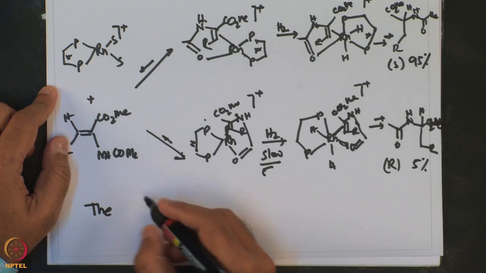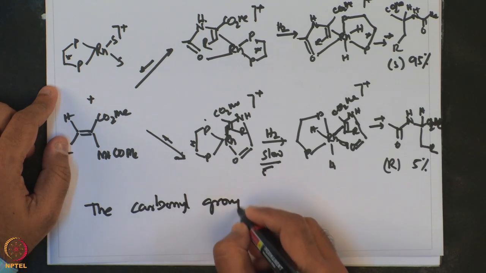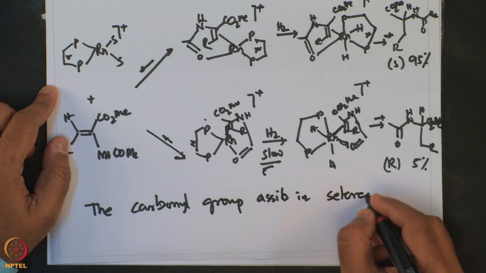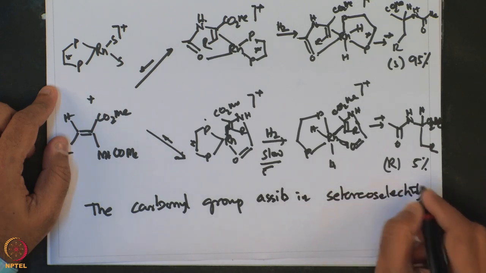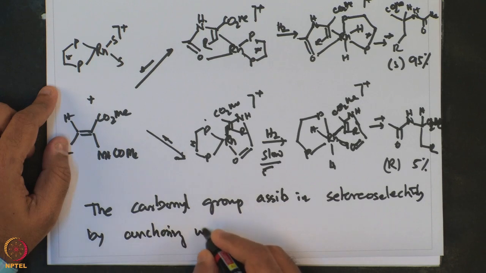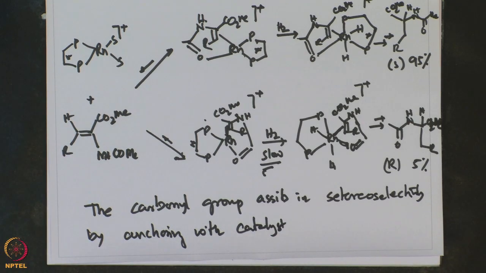The carbonyl group assists in stereoselectivity by anchoring with the catalyst. So what we see is that this Noyori catalyst is successful because of its ability to carry out facial discrimination, and that is why it can carry out enantioselectively all these asymmetric catalysis reactions.